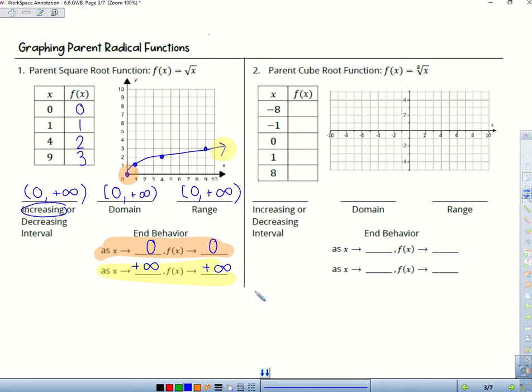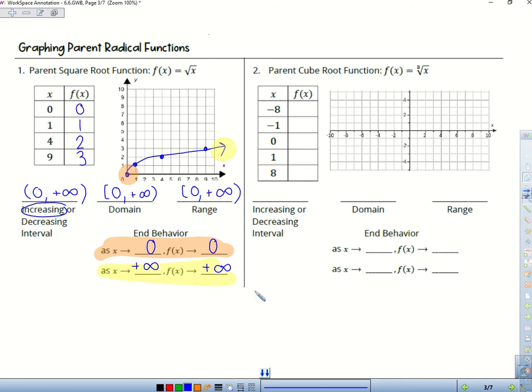Okay, so now we're going to go ahead and try a cube root function. A square root is a square root because it's the perfect product of two identical numbers, like 4 times 4 is 16, 3 times 3 is 9. Any ideas on what a cube or a perfect cube is?